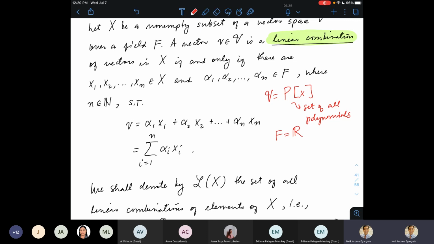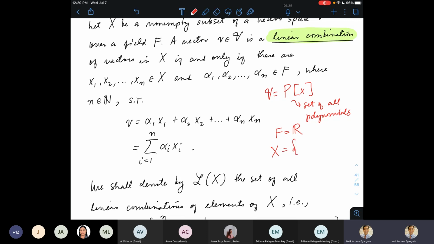All right. But note that if I take X to be the set of all polynomials of degree 0, the set of all polynomials P such that the degree of P is equal to 0, ano lang yung laman ni set X? Constant function. Exactly. So these are just the constant polynomials.